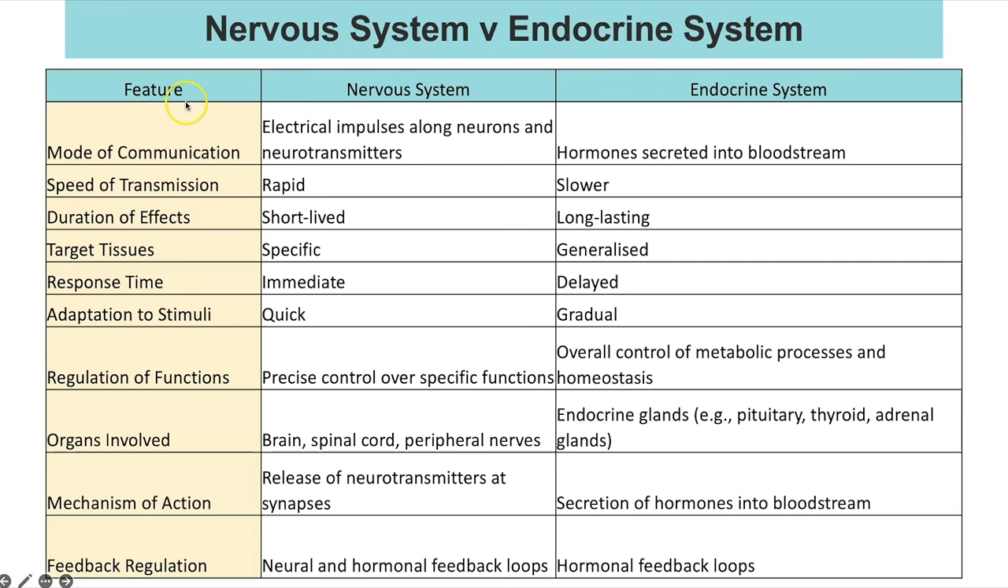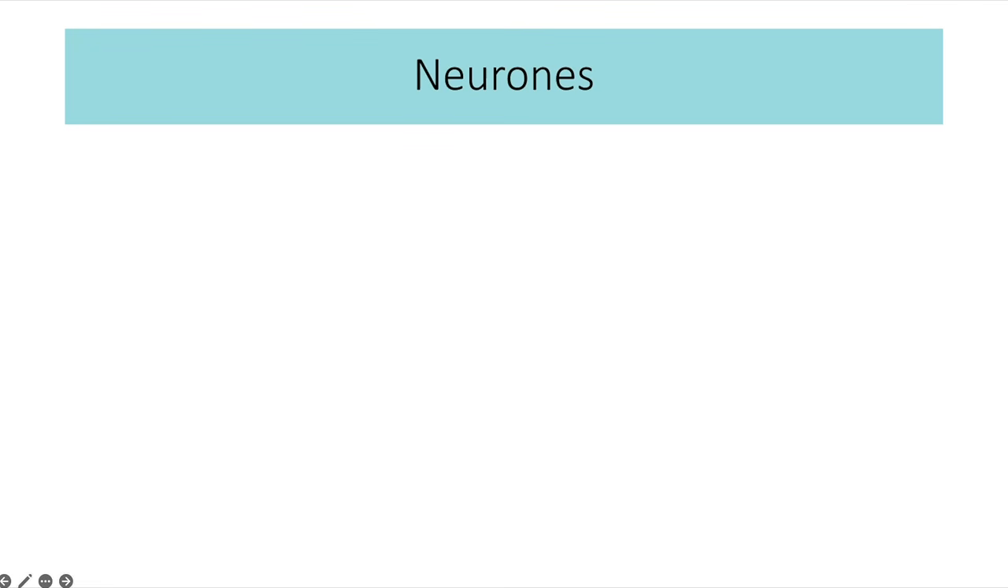But you need to know the comparisons between the mode of communication, so how that information is delivered, electrical impulse versus hormones, the speed, duration of the effects, the target tissues, response time, adaptation to stimuli, regulation of functions, organs involved, mechanisms of actions, and feedback regulation. So these are all just key facts to know. So I'm not going to talk through all of this. You can screenshot and keep that in your notes.